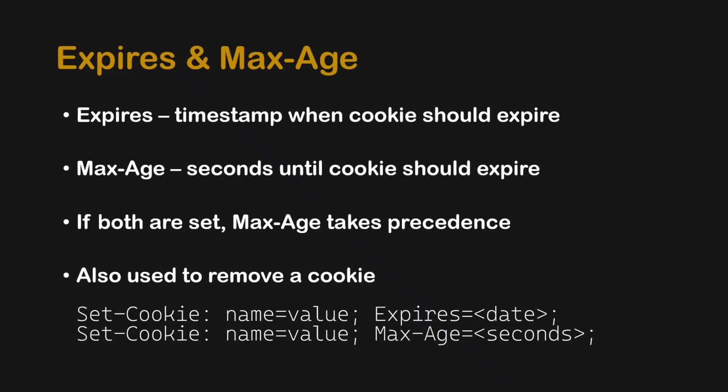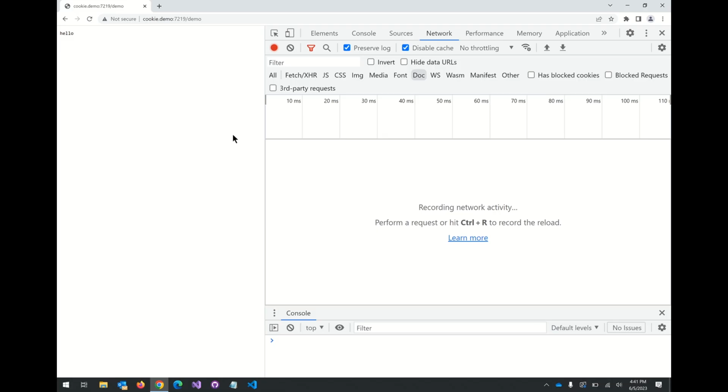You might have noticed that there's no delete cookie header or any other way to remove a cookie, and so in order to do that, you can use one of these by setting the max age or expires to a date that's in the past.